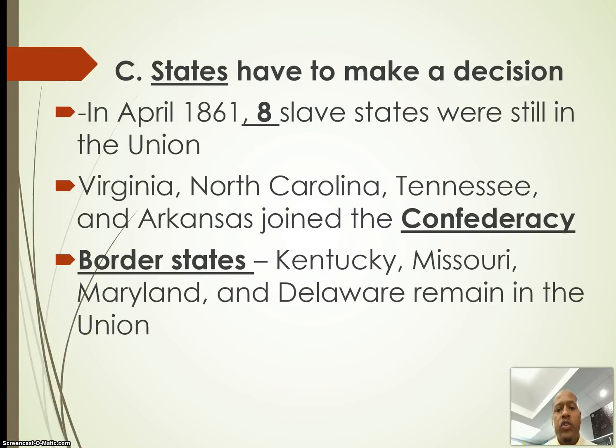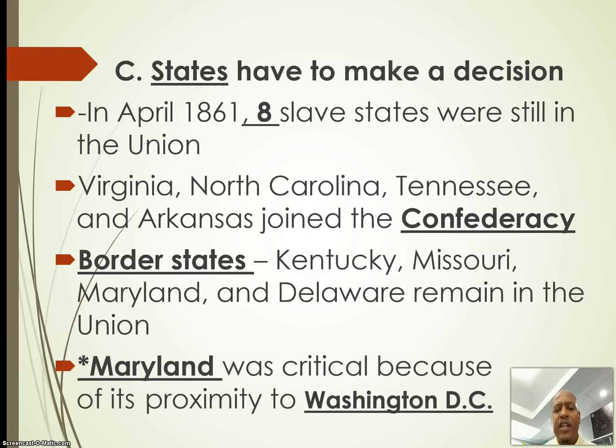Now, these are going to be crucial to the Civil War, and we'll look at this in detail when we do an activity in class. These border states, Kentucky, Missouri, Maryland, Delaware, remained a part of the Union. Even though they're slaveholding states, they stayed a part of the Union. Maryland is crucial, as you can imagine, just geographically because of its proximity to Washington, D.C. So it's important for the Union to try and hold Maryland as a part of the Union.